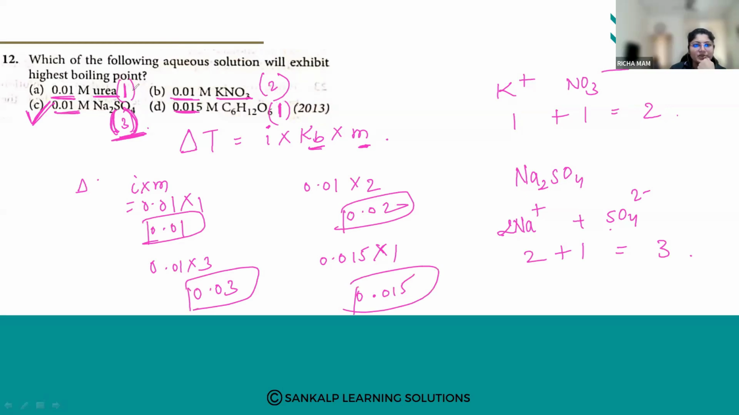So option number C. Whoever's i into m value is highest, its boiling point also is highest. So the number of ions, you should calculate properly. Understood? Yes, ma'am. Okay.